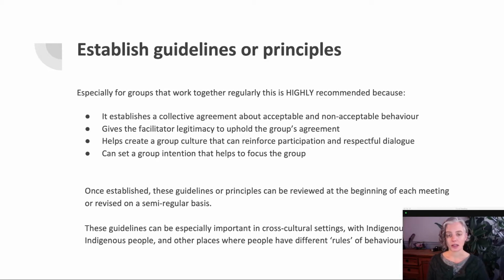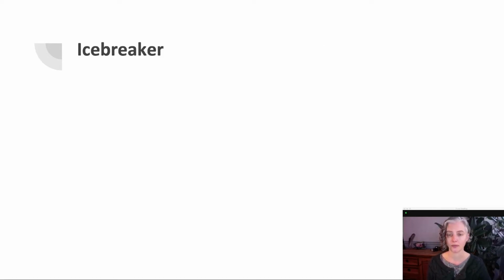Once these guidelines are established, you can review them. Sometimes with some groups, I read them out or have someone read them out at the beginning of each meeting just to remind ourselves. Maybe you want to revise them once a year or something like that. But again, I think these are particularly important when you've got a diversity of people around the table from different backgrounds, especially Indigenous and non-Indigenous folks who may have different rules or expectations of how we act in meetings together.